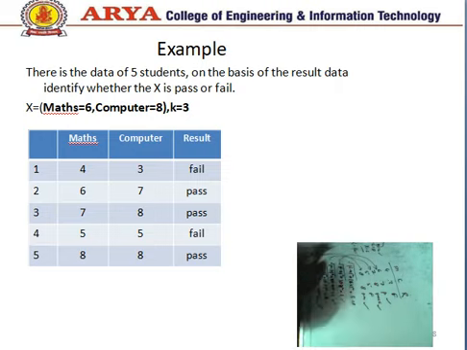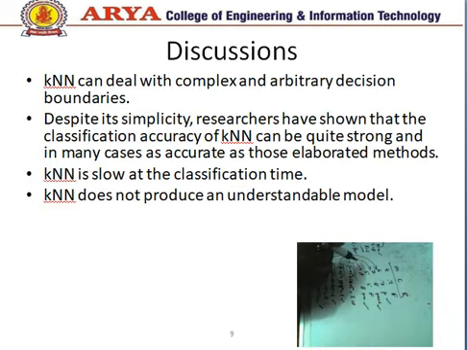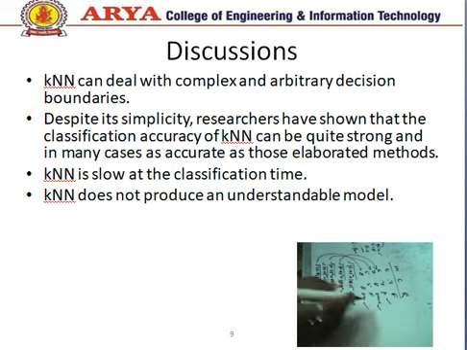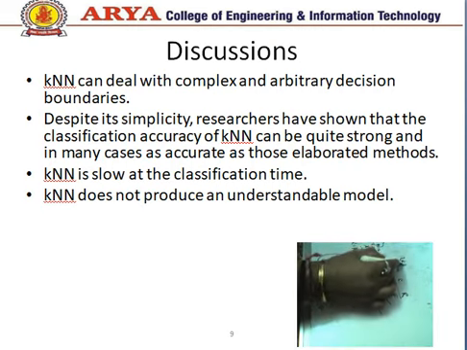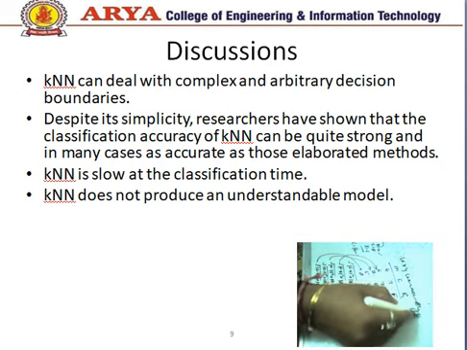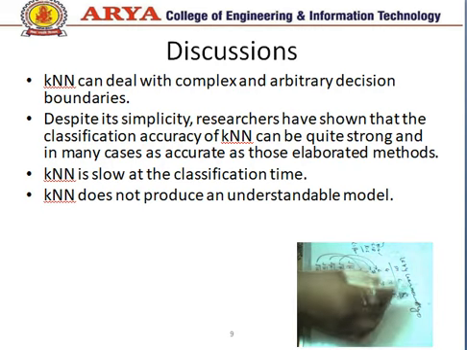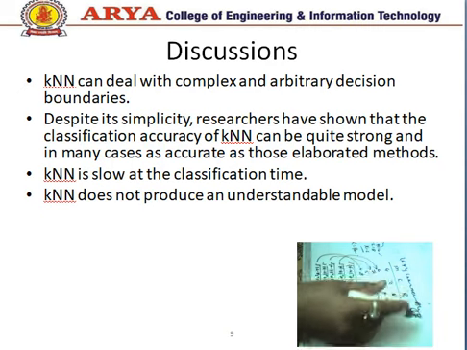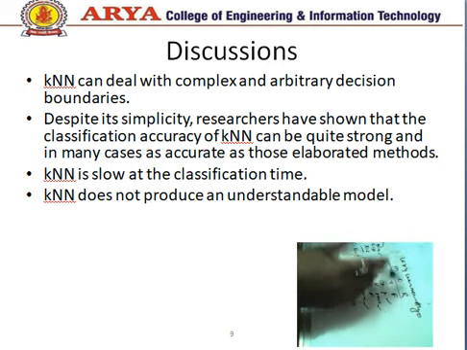Here we solve this type of problem by using the Euclidean distance. Now, KNN can deal with complex and arbitrary decision boundaries. KNN is slow at classification time. It is also known as a lazy learner algorithm. Why is it known as a lazy learner algorithm? Because it does not learn from the training set immediately. Instead, it stores the data set, and at the time of classification it performs an action on the data set.